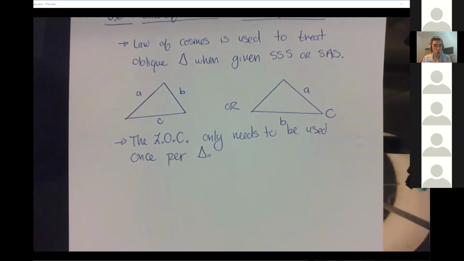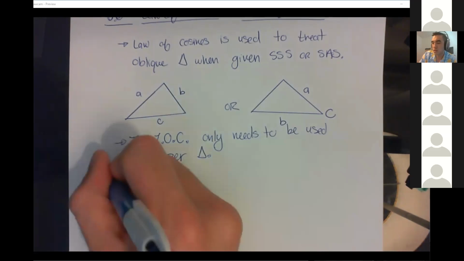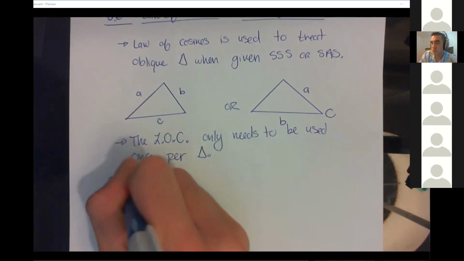And so if you want to make your work as simple and as straightforward as possible, you do the law of cosines once, you get an answer, and then after you have one of your answers, you can then switch to using the law of sines. On any given question, you should only find yourself writing out the law of cosines a single time. And so now let's go ahead and do the derivation.